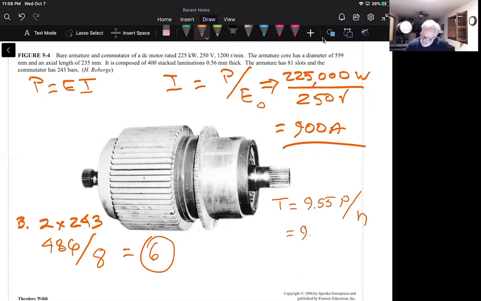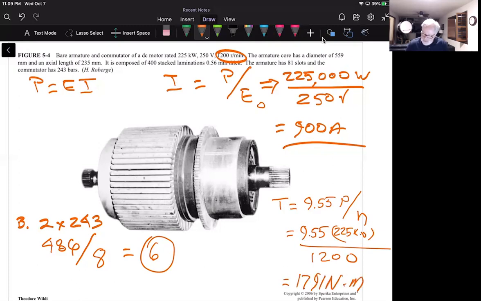Okay, so 9.55 is the constant. This is 225 kW here. And how do we know it's 1200? Again, that was given to us at the very beginning of the problem, right? It's turning at 1200 RPMs. So the torque will be 1791 Newton meters. Torque is always in Newton meters.